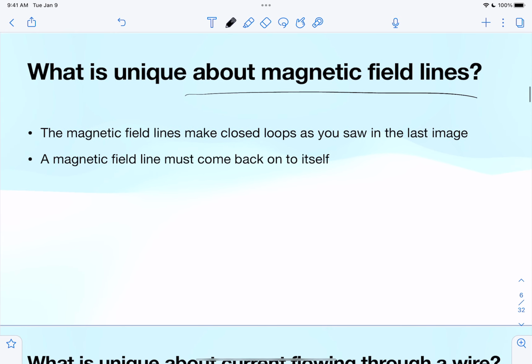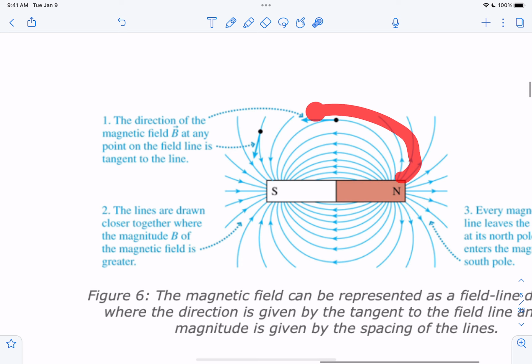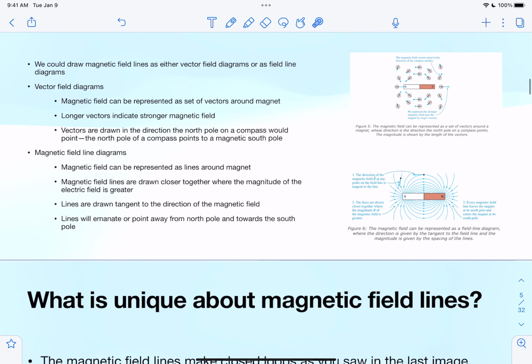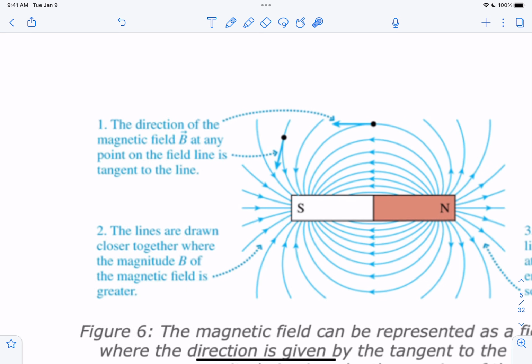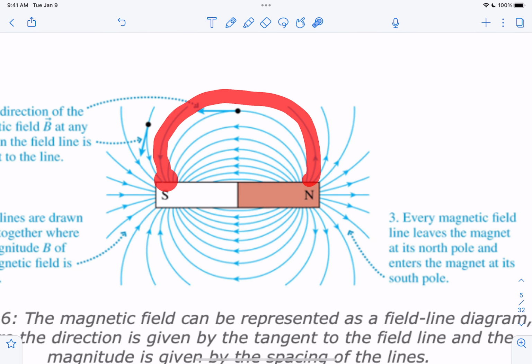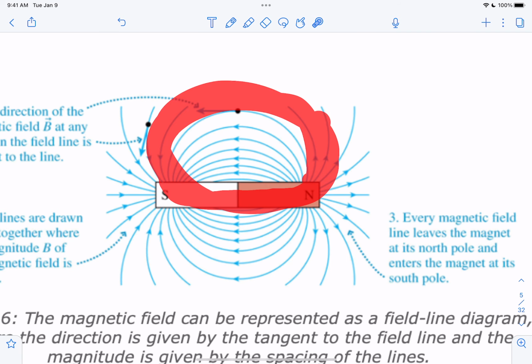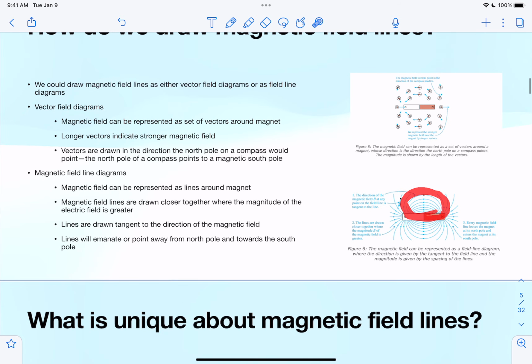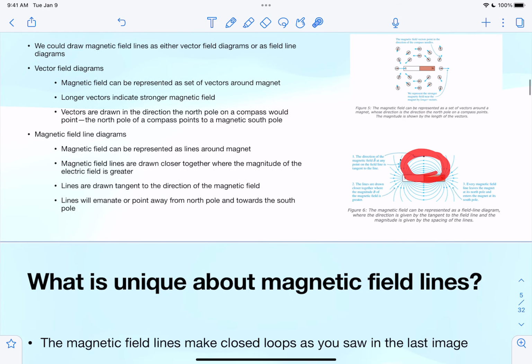And what's unique or different about magnetic field lines as opposed to electric field lines, right, in some cases, is that these magnetic field lines have to make a closed loop. You always have to start from that north pole and then come and make that loop, finish it off to the south pole. And really, it doesn't end just there, right? What happens is that it comes in through here, goes into the south pole, and then kind of goes through the magnet and out and back again. So here's just that loop right there. So these magnetic field lines always have to have a closed loop, as you saw in that last image, right? Field line must come back onto itself.